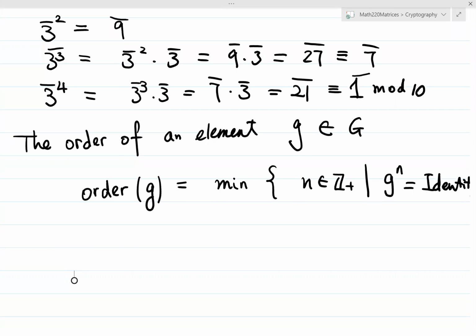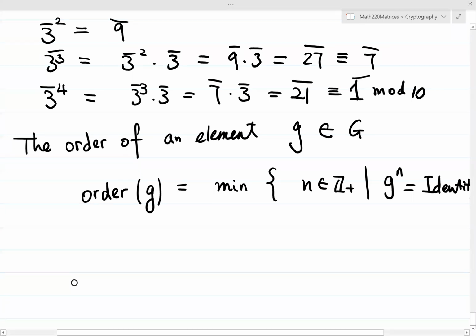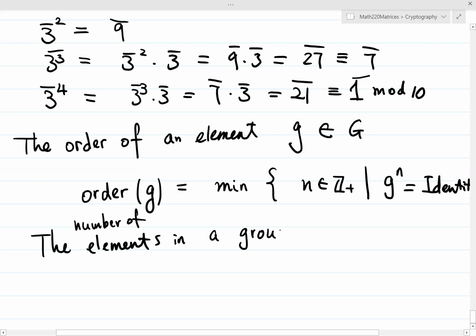Now, what is the order of the group? The order of a group is the number of elements in the group. G is a set. A group is a set with a certain group operation that satisfies certain conditions. The order is the number of elements in the group G as a set.